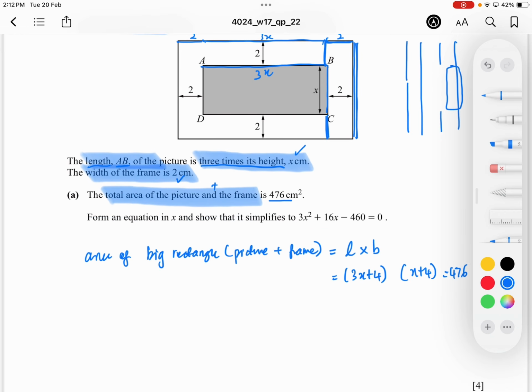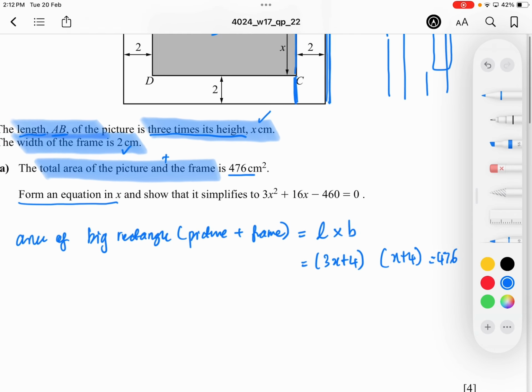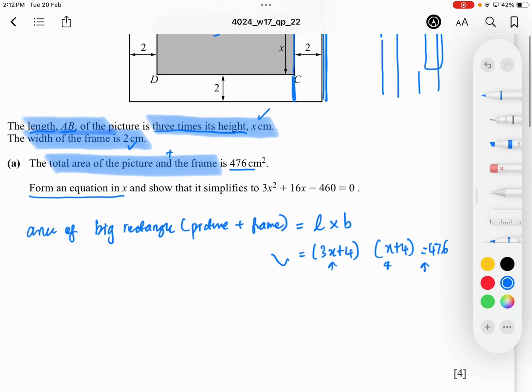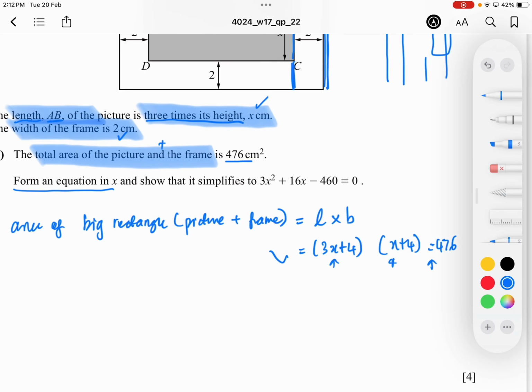Okay. Did we form an equation in X? Did we form an equation in X? Yes. You have the variable there. You have the equal sign there. So this is already an equation in X. Sudah. Berapa markah? 4 markah. That one sudah 1 markah. Okay. And then solve lah. And then simplify. How are we going to simplify this one?